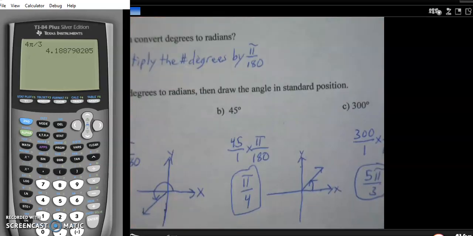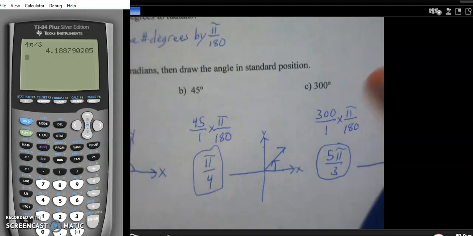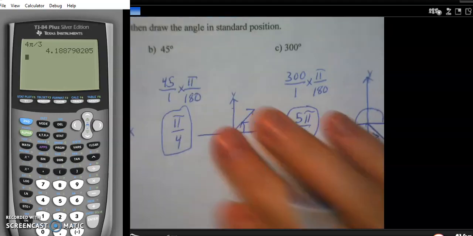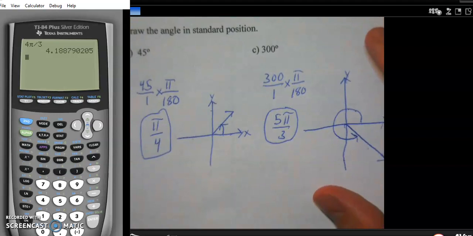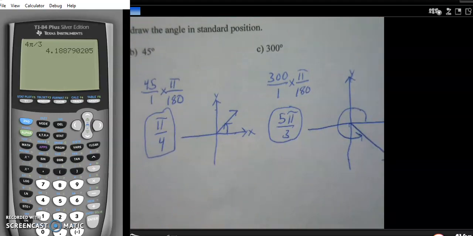Okay, so try the last two and I'll put the answers up. So 45 degrees is pi over 4 radians, and 300 degrees is 5 pi over 3.